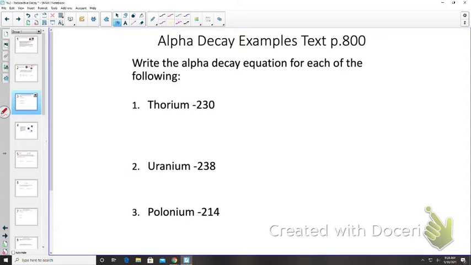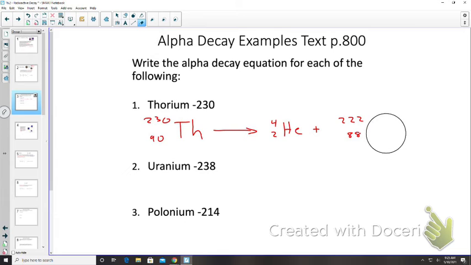Okay, so we want to write the alpha decay equations for each of the following. The first one is thorium 230. Thorium has 90 protons. Thorium will always have 90 protons, right? And in this case, thorium 230 indicates the mass number. So thorium is Th, and it is undergoing alpha decay. So we're losing a helium nucleus. And if thorium loses 2 protons and 2 neutrons, it will turn into radium, which is 88, radium 226. Again, we need to make sure that we have balanced mass and atomic numbers, which we do here, so we are good.